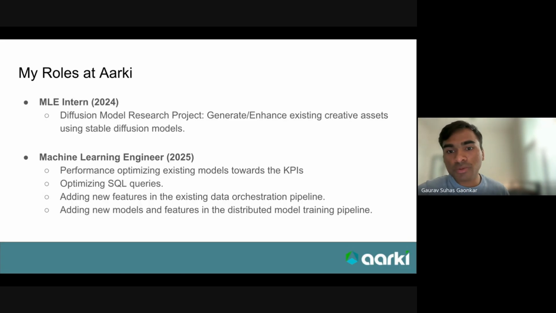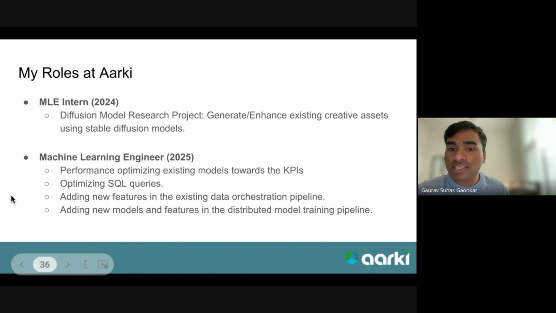Here, my day-to-day job is performance optimization of our existing models towards the KPI. Now, this is one of the interesting aspects of the industry: your model accuracy matters to some extent. But if your model accuracy is not leading to business KPIs, then that model is of no use for your company. So you have to keep in mind how to associate your model accuracy with the business KPI. That is one of the important jobs of a machine learning engineer.